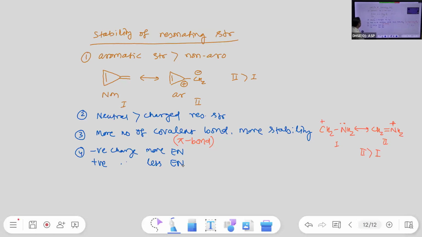Quickly look at this. If the negative charge is residing with the more electronegative atom and the positive charge with the less electronegative atom, then the structure is more stable and the reverse is least stable. Quickly note it down.